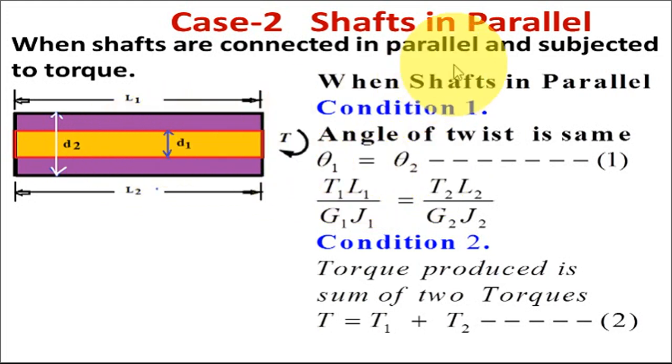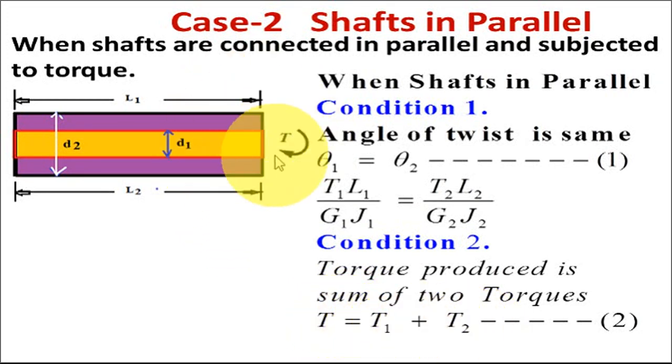To find the missing value of one of the shafts, whenever we are equating this in the problem, they may ask you about the missing value of theta, or the missing value of torque, maybe T1, T2. So very carefully you have to use both conditions. When the shaft is in parallel, theta 1 equal to theta 2, this is the first condition, and the second condition, total torque T will be equal to T1 plus T2.